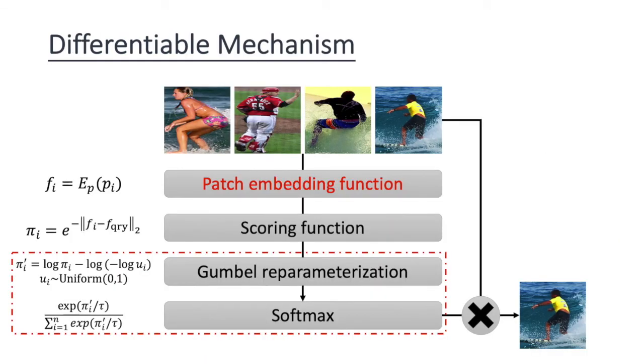The Gumbel softmax trick involves 2 operations. Gumbel reparameterization enables us to model the discrete distribution using a continuous distribution. The softmax operation approximates the argmax operation in the retrieval process. Since all the operations here are differentiable, we can optimize the patch embedding function during the GAN training stage. Now, given the differentiable mechanism, how can we select mutually compatible patches?